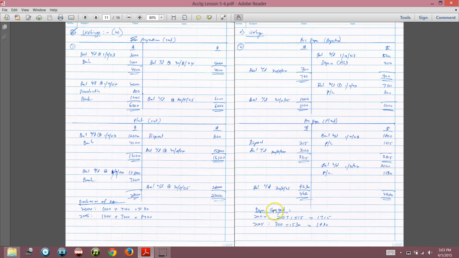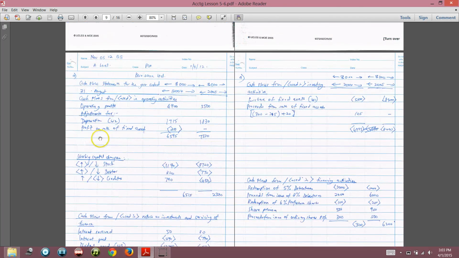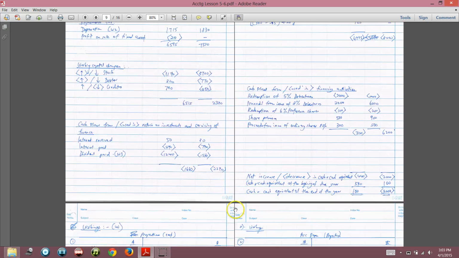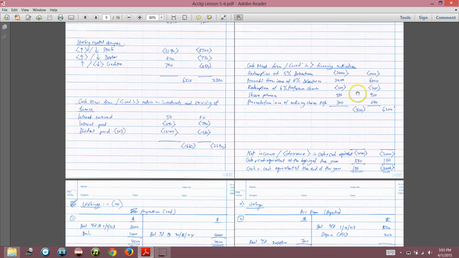So the depreciation expense or depreciation charge for 2004 will be 200 plus 1515, 1715. For 2005 will be 300 plus 1530, which is 1830. So I just put back the depreciation figure over here. So I have all the figures sorted out for you already, dividend paid also, this one. So that means this will be the sum of all the categories, and it should tally.